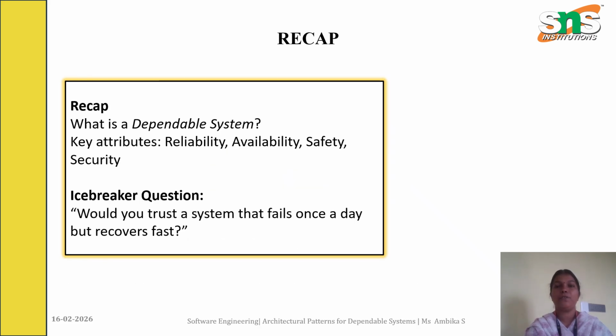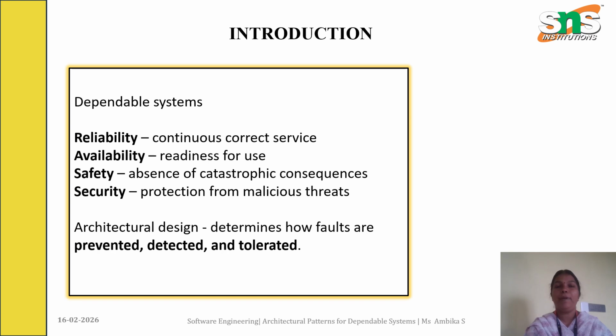Before that, let us go for a small recap. What do you mean by a dependable system? It is nothing but building trusted software for the users with the key attributes like reliability, availability, safety and security. So a dependable system focuses mainly on these four attributes.